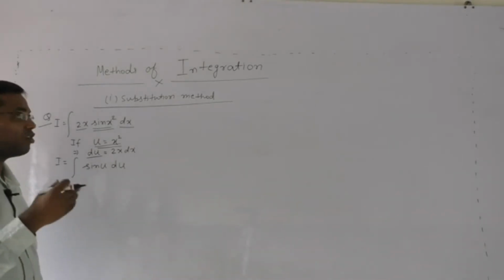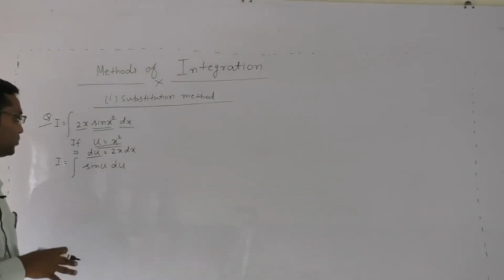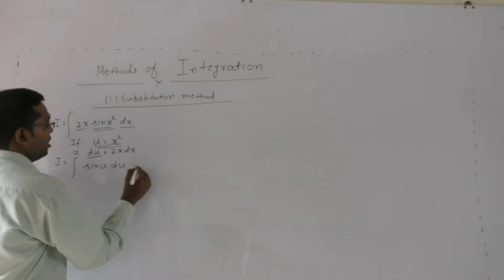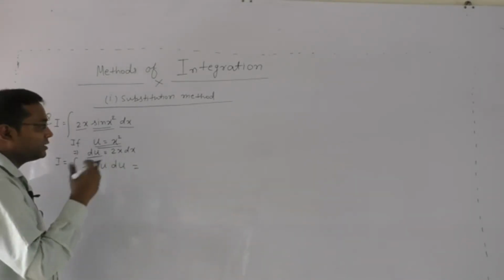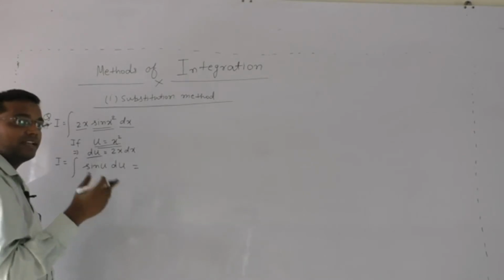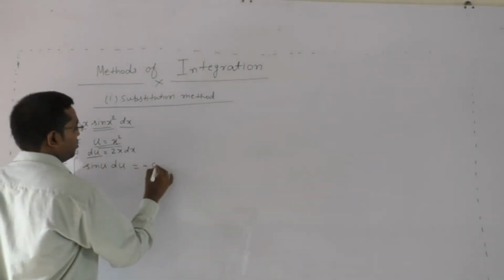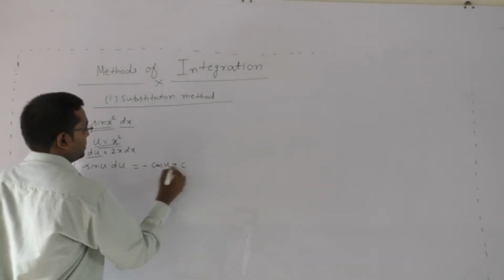So we can see, using the substitution method, our complex integration is reduced to a very simple one. Now we know the integration of this. The differentiation of cos x is minus sin x, so the integration of sin x will be minus cos x. So minus cos u plus c.